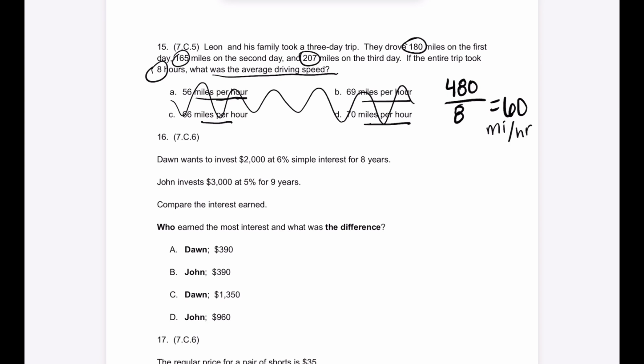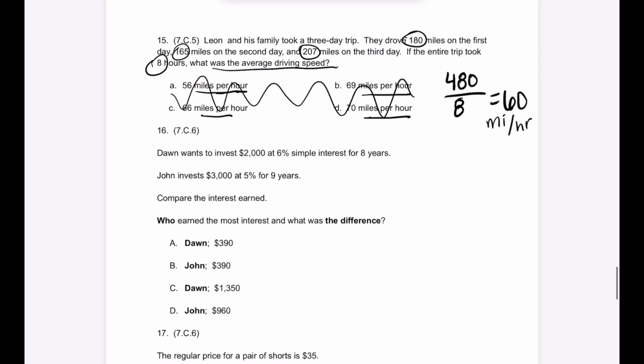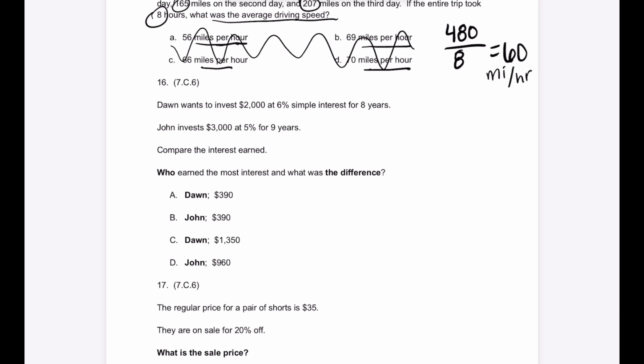Okay, number 16. So Dawn wants to invest $2,000 at 6% simple interest for 8 years, and John wants to invest $3,000 at 5% at 9 years. Compare the interest and who earned. Now, please make sure it says who earned the most interest and what is the difference. There's 2 different questions being asked here.